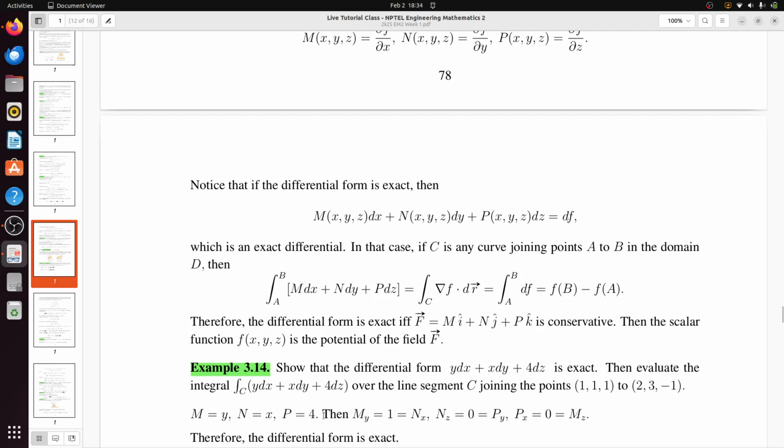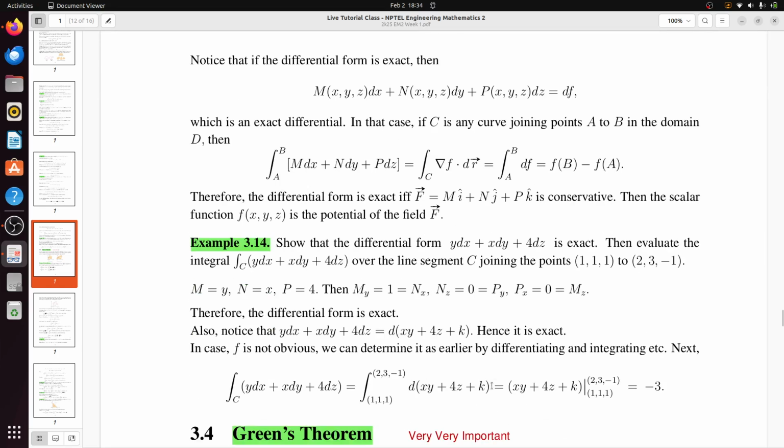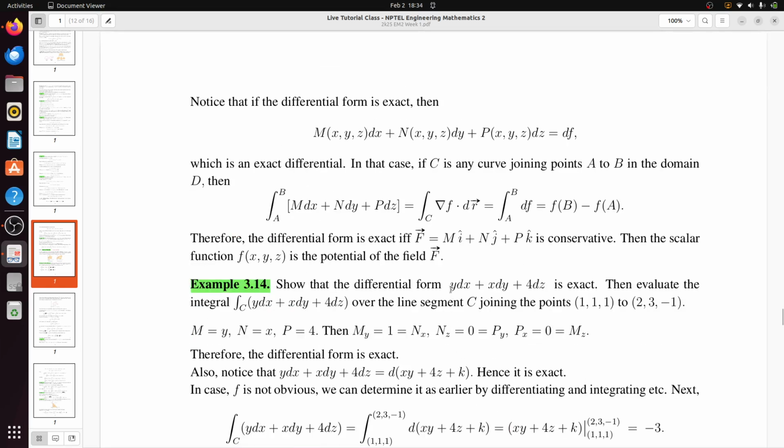So there is one problem. Will you solve it so that the differential form y dx plus x dy plus 4 dz is exact? To show exactness, what you have to do, you need to find the scalar potential, right? So I will just use the scalar potential. Here M is equal to y, N is equal to x, and P is equal to 4. So this differential form is exact. How can you prove it?